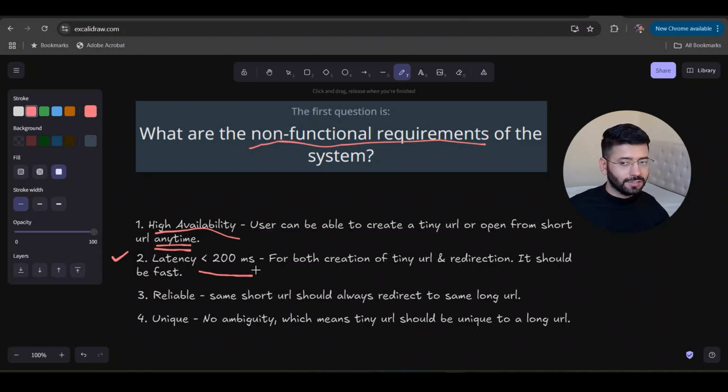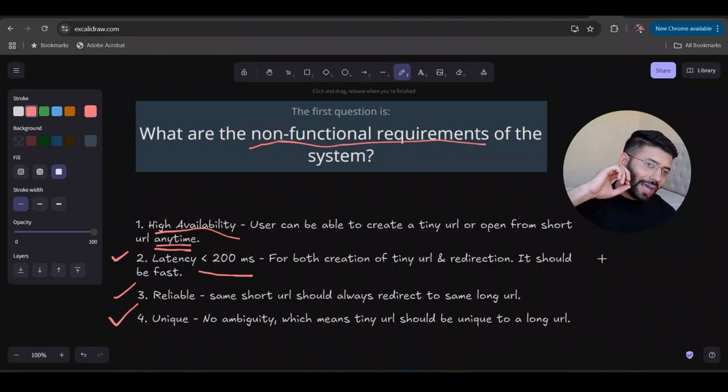Number three, I mentioned reliable, which means when the system provides a short URL, it should always redirect to the same long URL. So it should be consistent in that way. And the number four point I mentioned was unique. So there should not be any ambiguity.